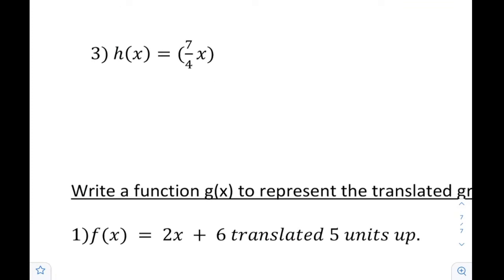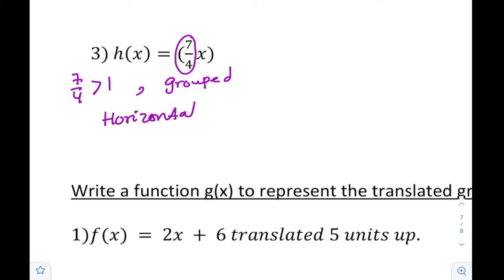Let's move to this one. There is no minus here, but remember there is 7/4. 7/4 is more than 1. The function is grouped, with the x in the same group. So it is affecting horizontally. So horizontally compress, remember.